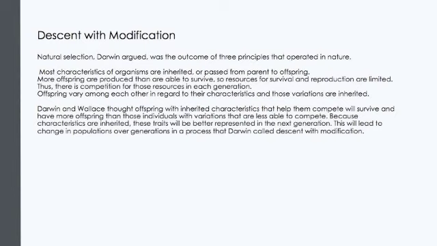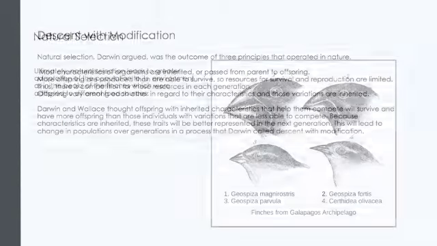Darwin and Wallace both thought that offspring with inherited characteristics that help them compete will survive and have more offspring than those individuals with variations that are less able to compete. Because characteristics are inherited, these traits will be better represented in the next generation. This will lead to a change in populations over generations in a process that Darwin described as descent with modification.